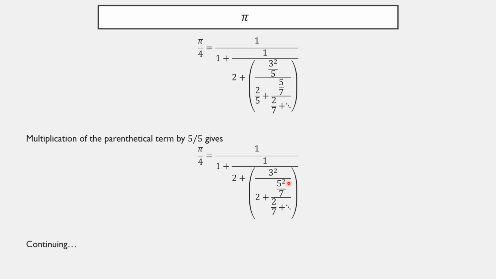If I keep doing that, I'm going to multiply this by 7 over 7, then what comes next by 9 over 9, and so forth. I'm always getting a 2 here. When I multiply this by 7 over 7, I'm just going to get a 2. 2, 2, 2, 2, 2. What's happening in our numerators? 1 squared, 3 squared, 5 squared, 7 squared, and so forth and so forth.